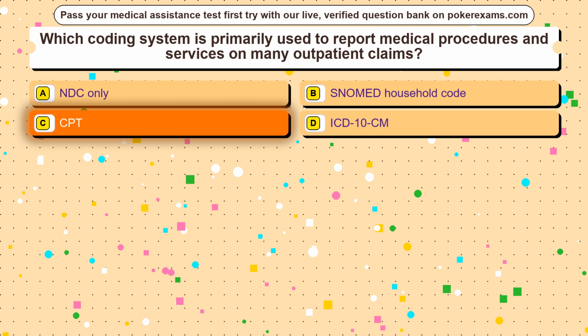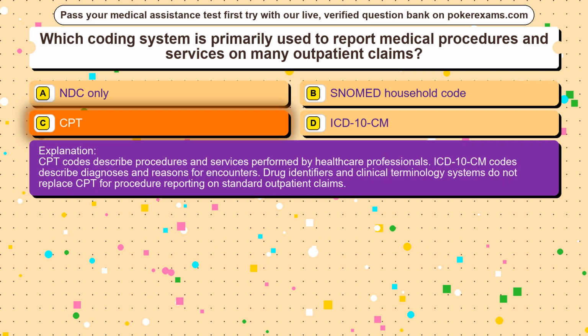The correct answer is option C, CPT. CPT codes describe procedures and services performed by healthcare professionals. ICD-10-CM codes describe diagnoses and reasons for encounters. Drug identifiers and clinical terminology systems do not replace CPT for procedure reporting on standard outpatient claims.